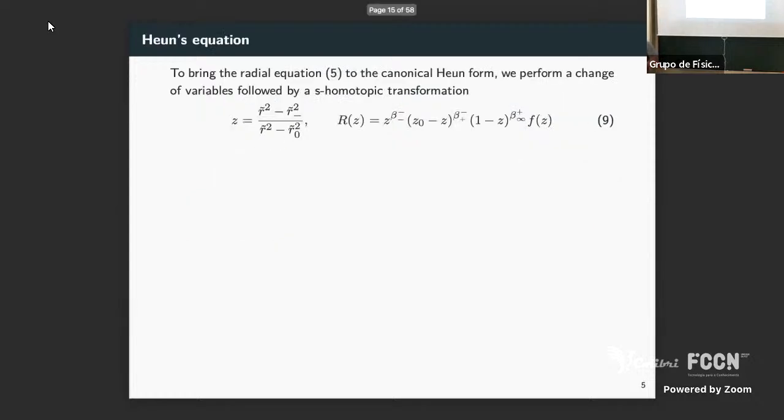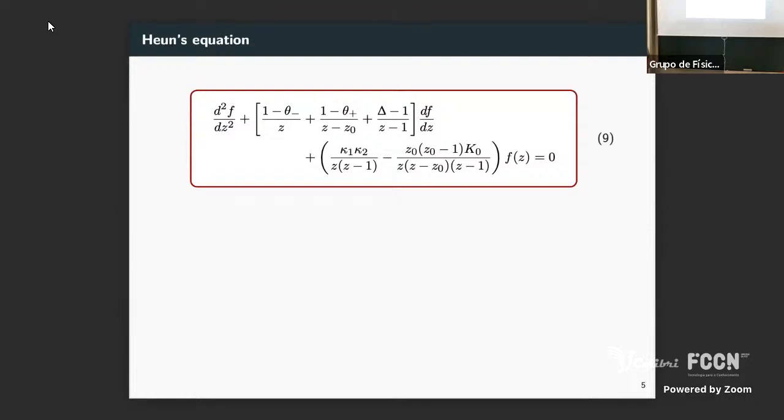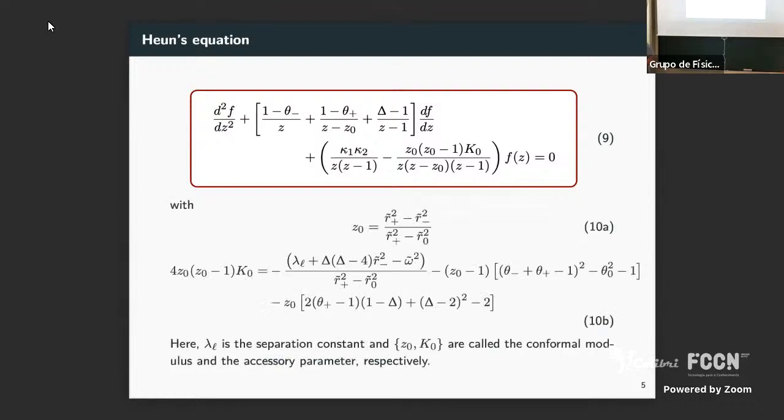So now the idea is that we take this equation and write it on the Riemann sphere and the complex plane. So we do a Möbius transformation, and then we introduce this asymptotic transformation, and the equation can be written in the Heun form, where K naught and Z naught are the conformal modulus and the accessory parameters. Z naught is just given by the ratio between the horizons, and K naught is written in terms of the critical exponents and the separation constant.